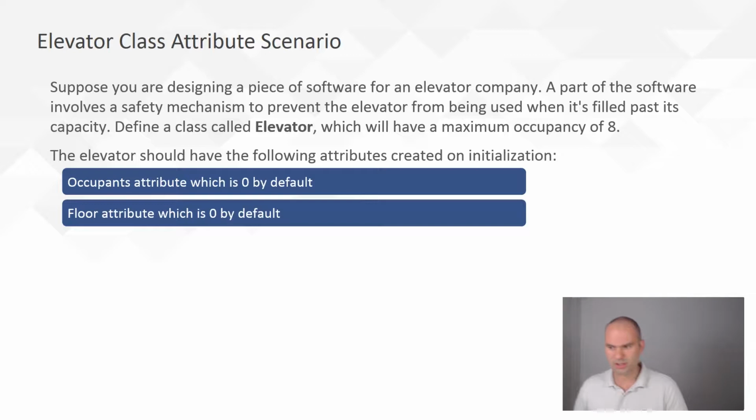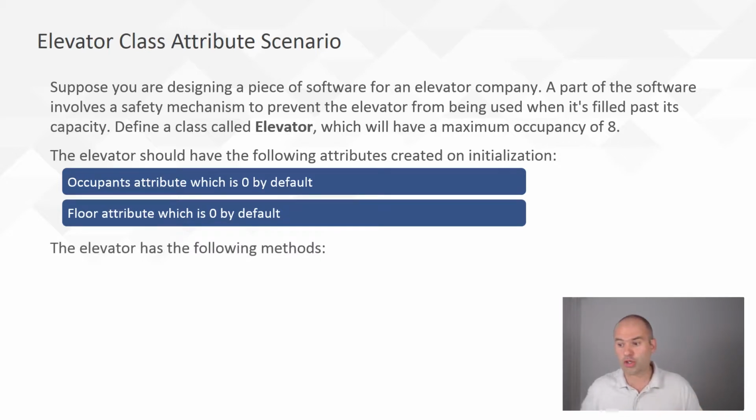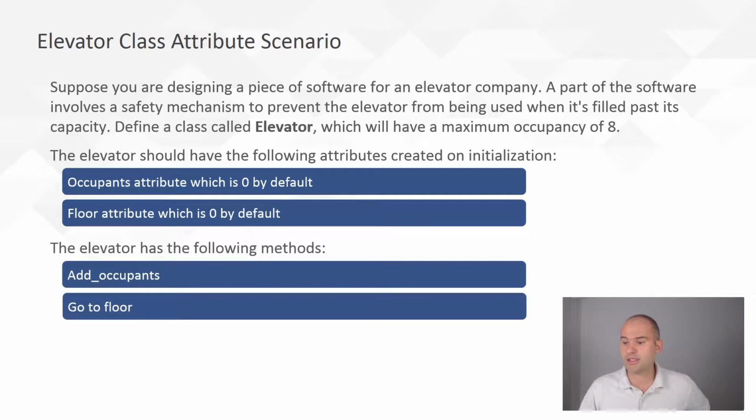The attributes are going to be the number of occupants it has. There's going to be a limit. Too many people can't use an elevator. And the floor to which it goes to. Again, that in itself is a limited range. So your job is going to be to design a class elevator. That class is going to have the attributes, floor, occupants. There's going to be two methods, add occupants and go to floor.